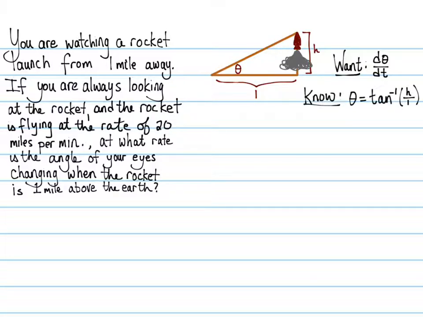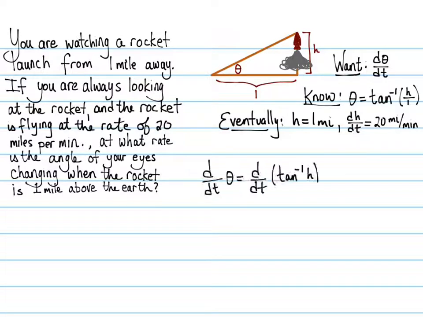Now luckily, arctangent is the right formula for us to use. We know that theta is arctangent of h. Well, it's arctangent of h over 1. Eventually, we're going to let h be 1 mile, and dh/dt is 20 miles per minute. But for now, the most important thing is to take the derivative of theta with respect to time, because what we're trying to find is d theta/dt.